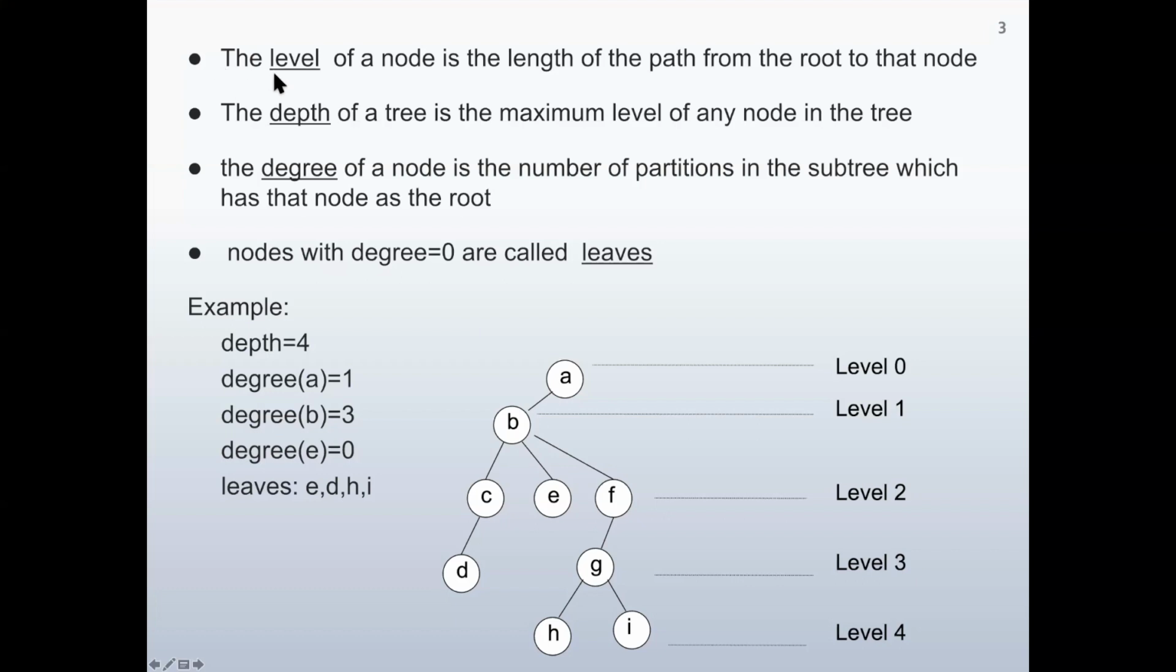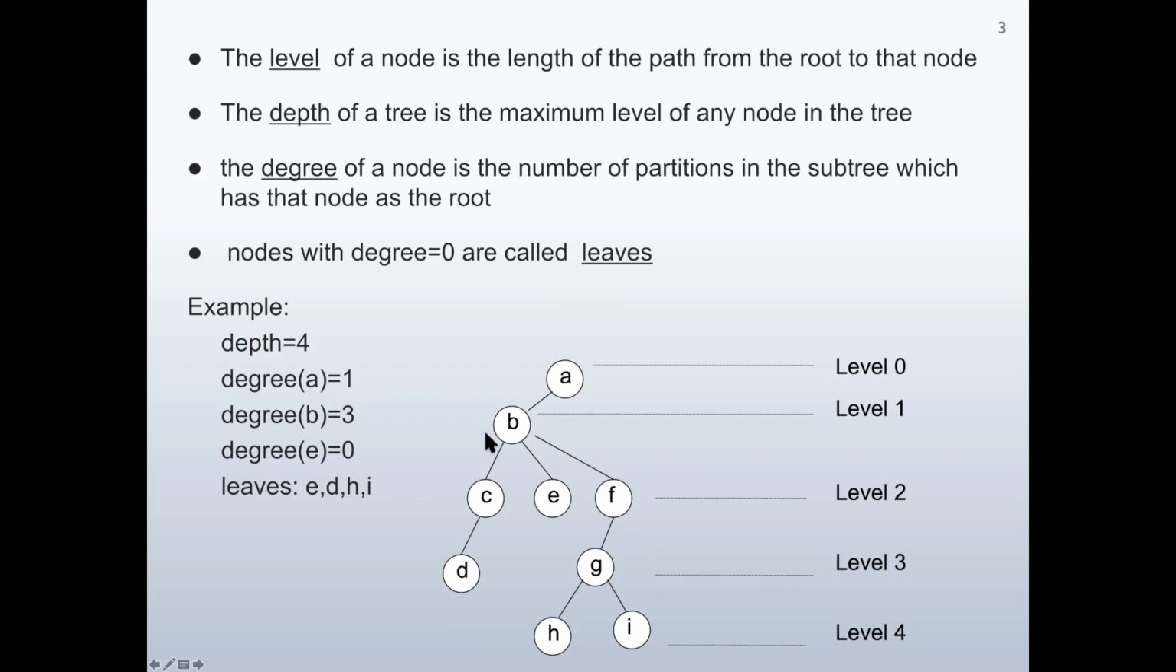Here we have some definitions related to trees. The level of a node is the length of the path from the root to that node. The depth of a tree is the maximum level of any node in the tree. The degree of a node is the number of partitions in the subtree which has that node as the root. Nodes with degree 0 are called leaves.